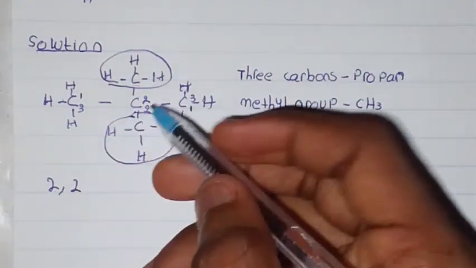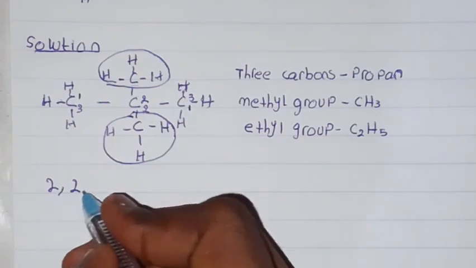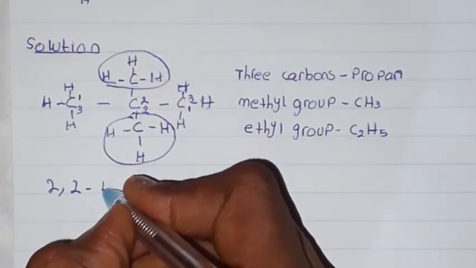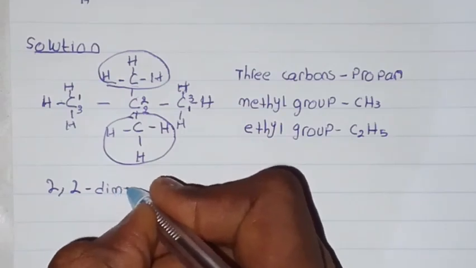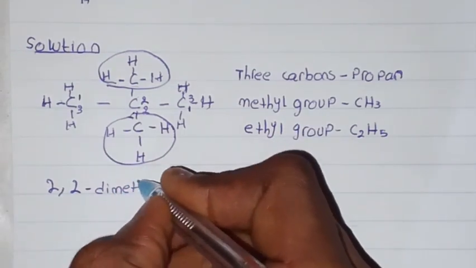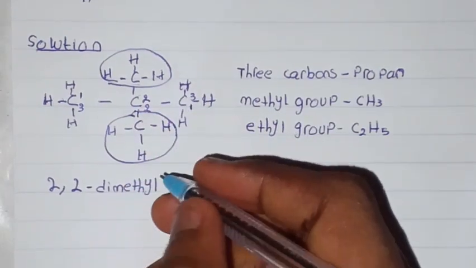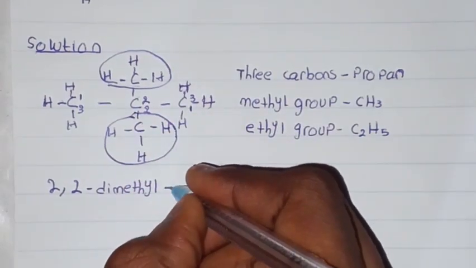So we have 2 substituents attached, and we separate the numbers with a comma. Then since we have 2 methyl groups, it becomes dimethyl. Di is a Latin word for 2, so if it was 3, it becomes trimethyl. So we have dimethyl, and we separate with a dash again.